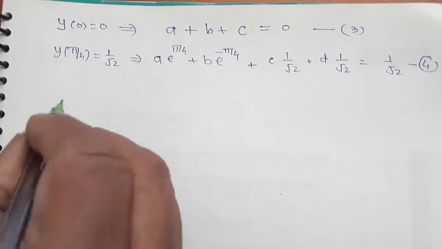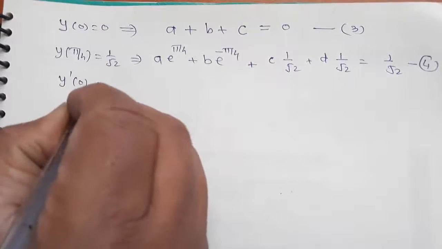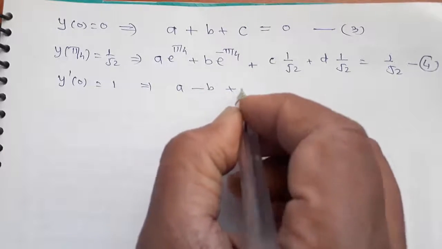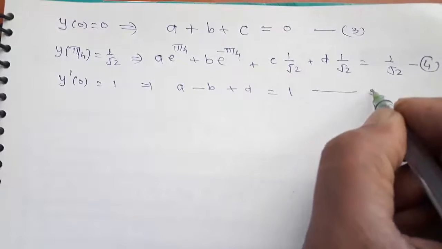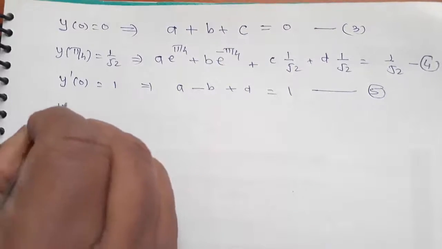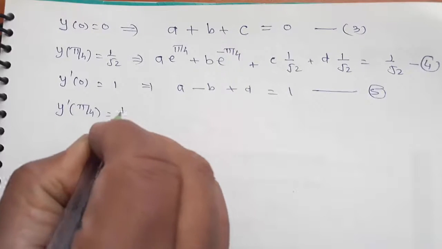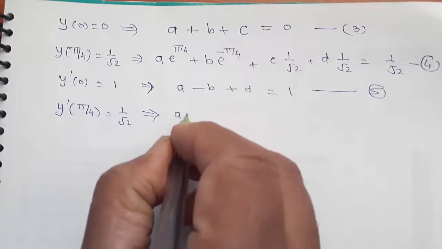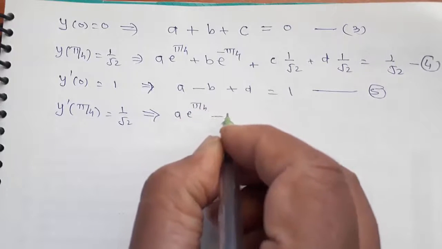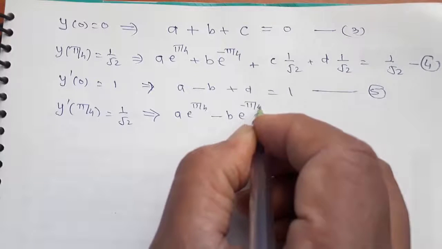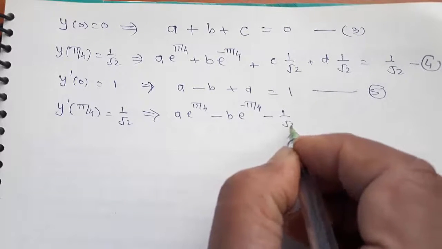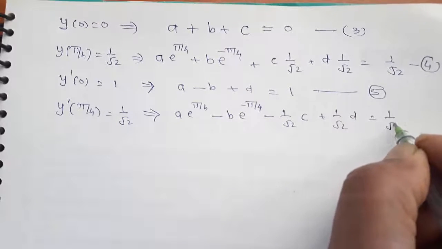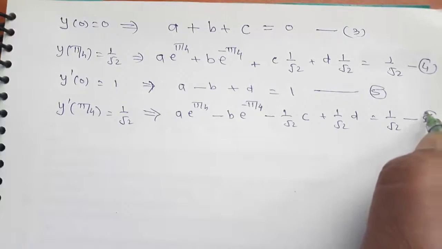And y dash at 0 equal to 1, this implies a minus b plus d equal to 1. This is equation 5. And y dash at pi by 4 equal to 1 by root 2, this implies a e raised to pi by 4 minus b e raised to minus pi by 4 minus 1 by root 2 into c plus 1 by root 2 into d equal to 1 by root 2. This is equation 6.